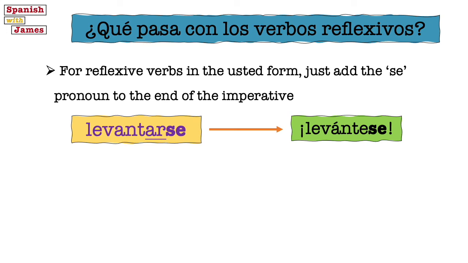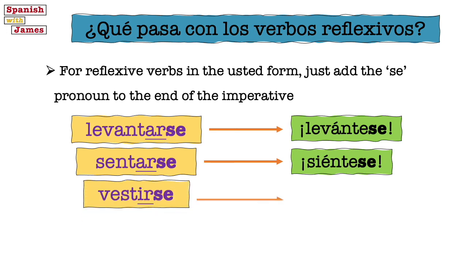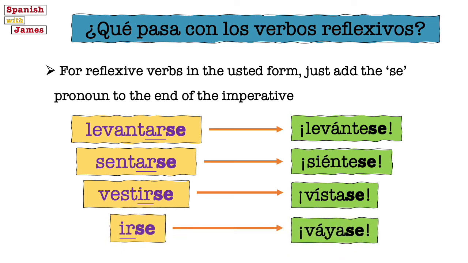Get up, please. Sentarse is going to become siéntese. Siéntese, por favor. Take a seat, please. And vestirse would become vístase. So an A ending because it's an IR verb. So it's all kind of back to front compared to everything that we've learned about the normal present tense. Vístase. And then irse would become váyase, as we saw. So to take oneself away, to go away, váyase.